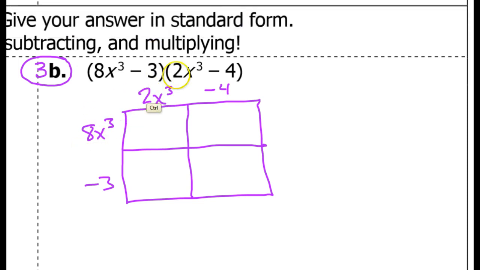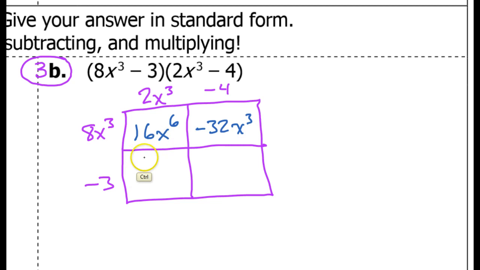Okay, so if I multiply these two together, that's going to give me 16x to the 6th power. Remember, when you multiply with variables, you add the exponents. For this square, I need to multiply 8x to the third power times negative 4. So that's going to give me negative 32x to the third power.